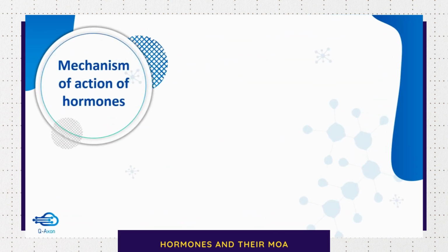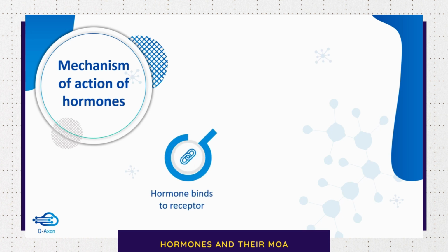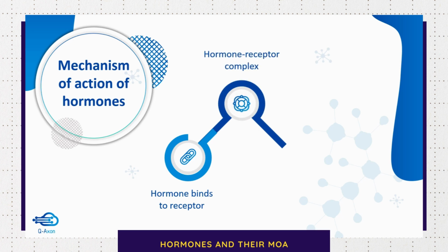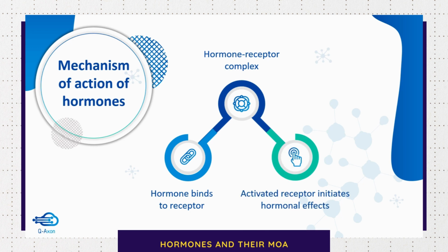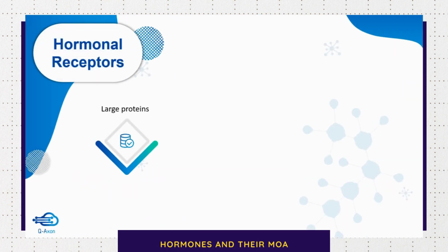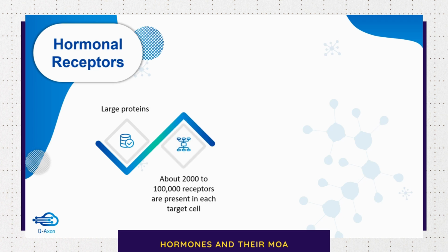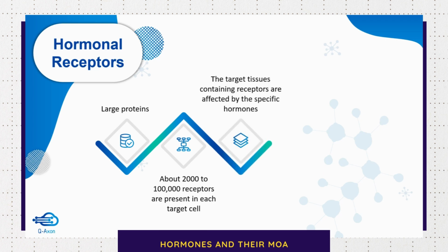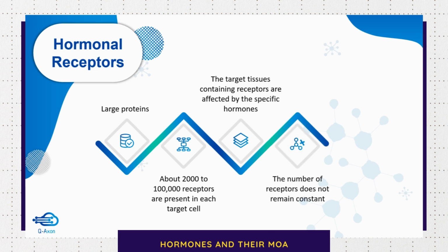Now let's see the mechanism of action of hormones. The hormone first binds to a receptor, then a hormone receptor complex is formed. The activated receptor initiates hormonal effects. The hormonal receptors are large proteins and there are about 2000 to 100,000 receptors in each target cell. The target tissues containing receptors are affected by the specific hormones.